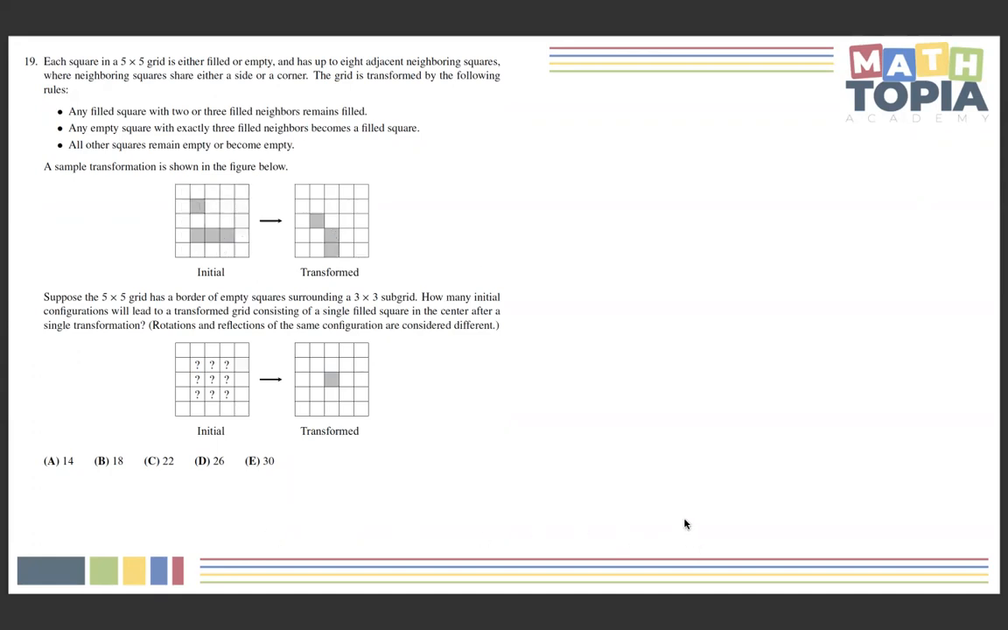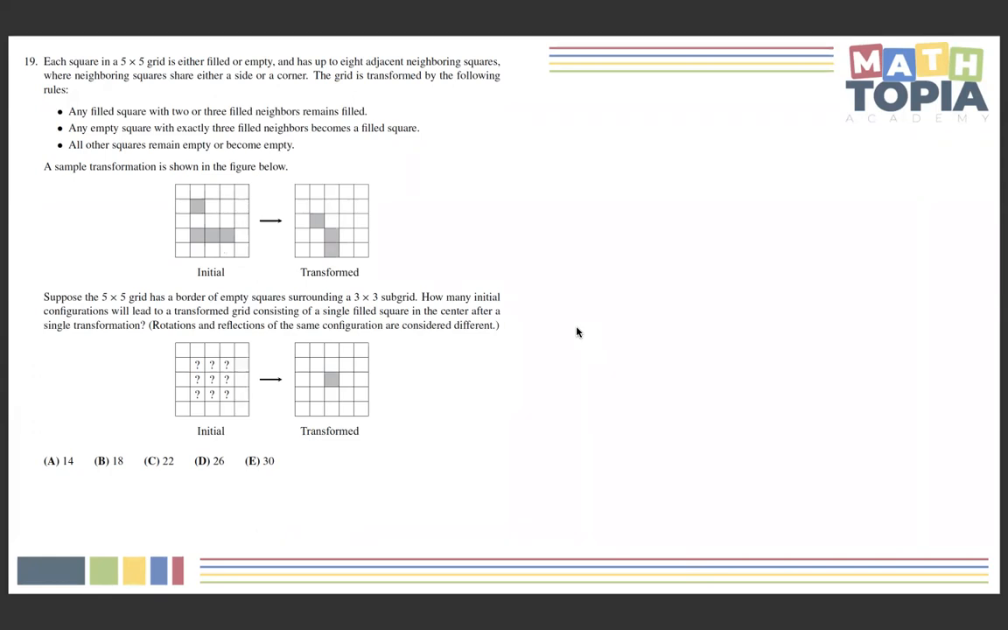Okay. Now, what is the problem asking? Suppose a 5x5 grid has a border of empty squares surrounding a 3x3 subgrid. How many initial configurations will lead to a transformed grid consisting of a single filled square in the center after a single transformation? Rotations and reflections of the same configuration are considered different.